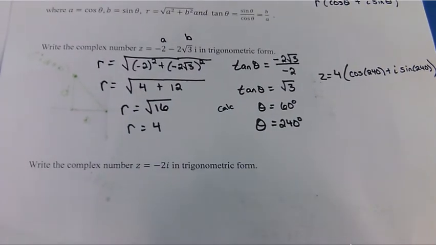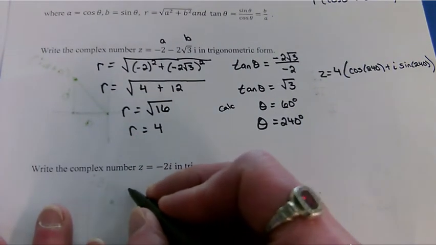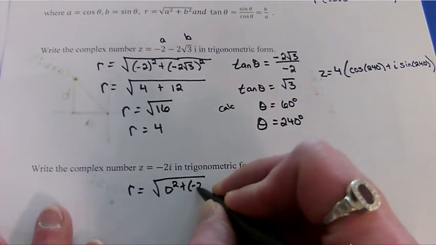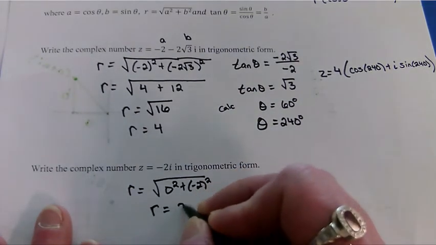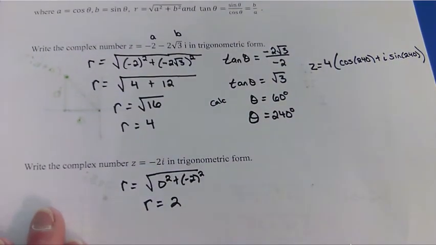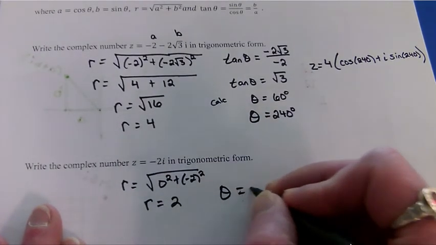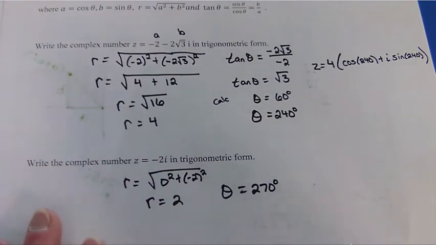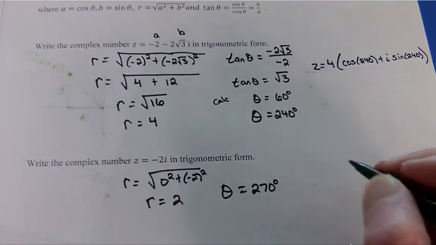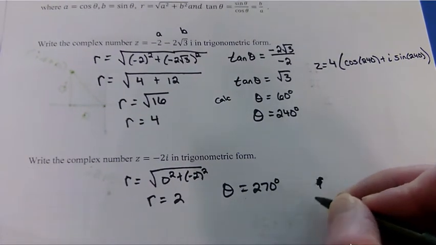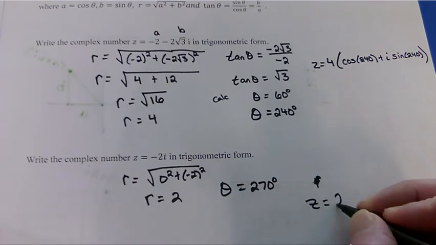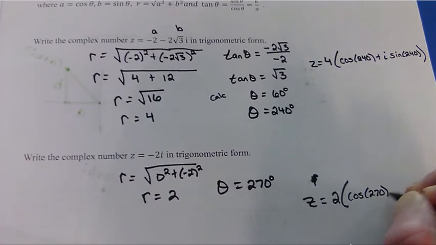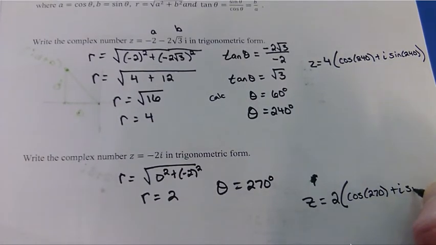And r, that distance, is just going to be r. There is no a, so that's 0 squared plus negative 2 squared. R is just going to be 2. 2 steps down. And the angle is going to be 270 degrees. Or I could do 3 pi over 2, depending on whether the instructions ask me for degrees or radians. And I can write that as 2 parentheses cosine of 270 plus i sine of 270.